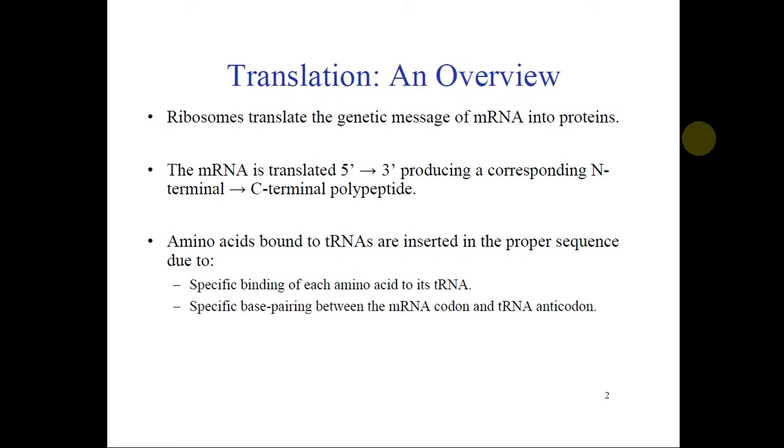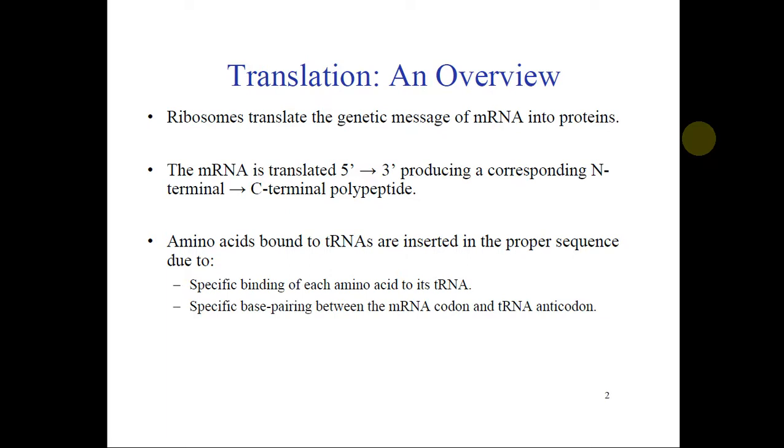An overview of translation. Translation needs 4 to 5 main components. The first is tRNA, the second is ribosome, the third is mRNA, and the fourth is the enzyme aminoacyl tRNA synthetase. These are the important components of translation.